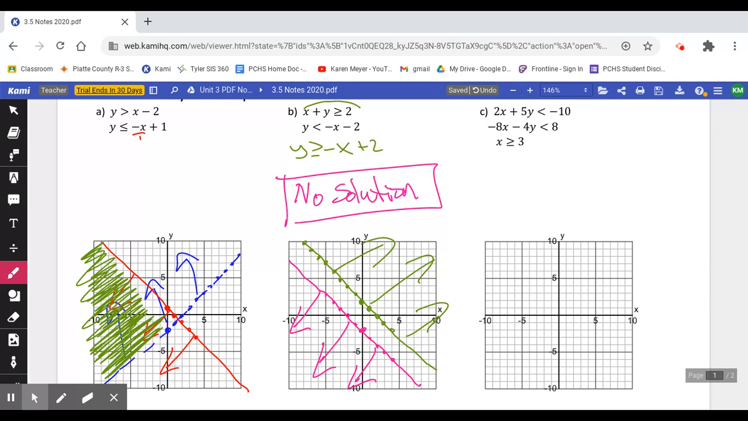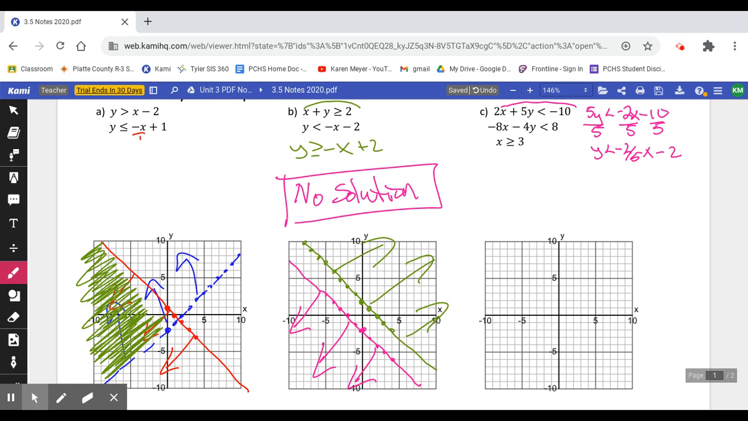So C, I'm going to give you 3 of them to put on the same graph. So the first one, we have to rewrite in slope-intercept form. So you have 5y is less than negative 2x minus 10. Divide both sides by 5. So y is less than negative 2/5 x minus 2.